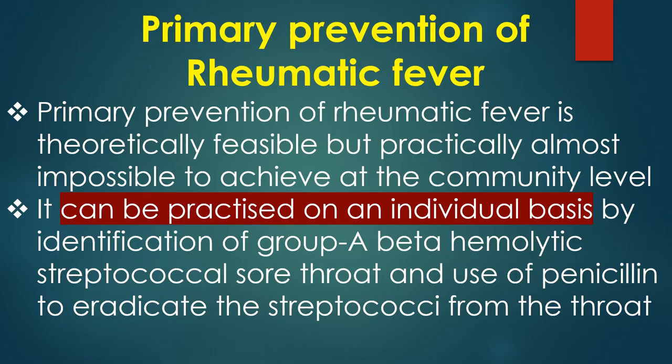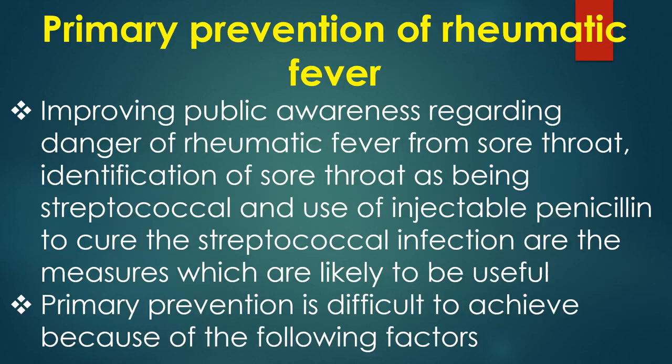It can be practiced on an individual basis by identification of group A beta hemolytic streptococcal sore throat and use of penicillin to eradicate the streptococci from the throat. Improving public awareness regarding danger of rheumatic fever from sore throat, identification of sore throat as being streptococcal, and use of injectable penicillin to cure the streptococcal infection are the measures which are likely to be useful.